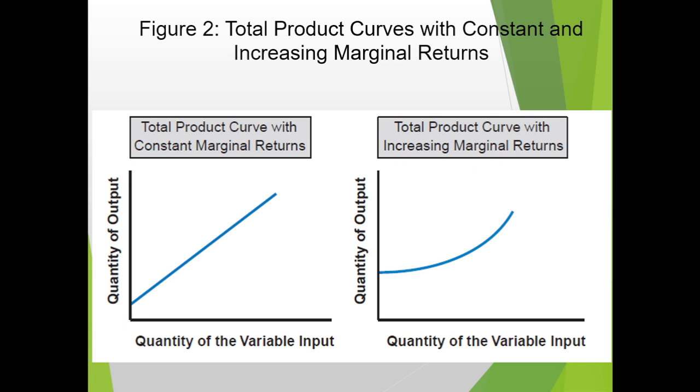Now look at this graph. We have two graphs over here. This is the total product curve. That is the total output with constant and increasing marginal returns. Let me explain it. Look at this graph over here, the first graph from the left hand side, which is the total product curve with constant marginal returns.